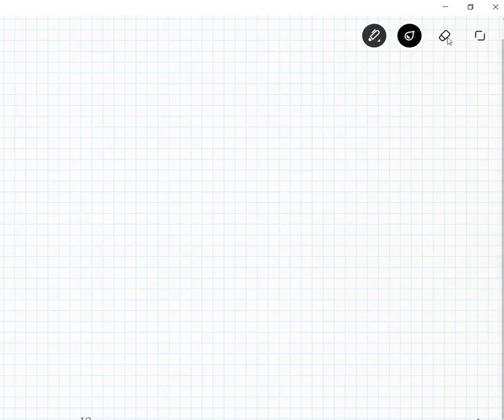Okay, so we're going to look at an example, and then I'm going to talk about why each part is true. Let's look at this example right here. We want to prove 1 plus 2 plus 3 plus dot dot dot plus n is equal to n times n plus 1 over 2. We want to prove that.